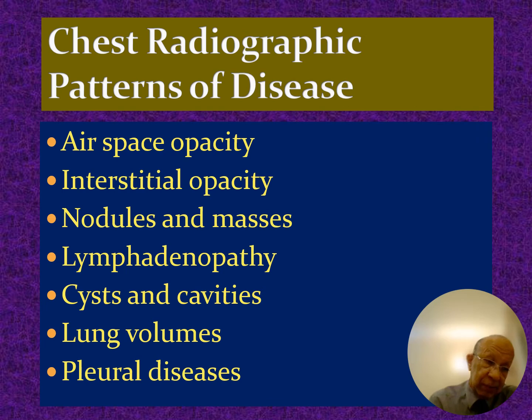Right? In general, when you look at lung abnormalities, it's either more white than it should be or more black than it should be. Okay, but then if it's more white or more black in the lung X-ray or the rib, for example, then you really need to know the pattern to identify the pathology or have an idea about the pathology. So the usual patterns are airspace opacity, interstitial opacity, nodules and masses, lymphadenopathy, cysts and cavities, changes in lung volumes, increase or decrease, and pleural diseases, right? So these are the patterns of disease.